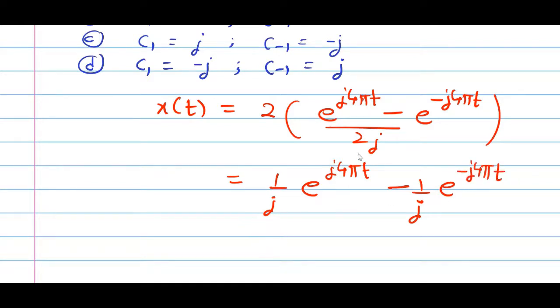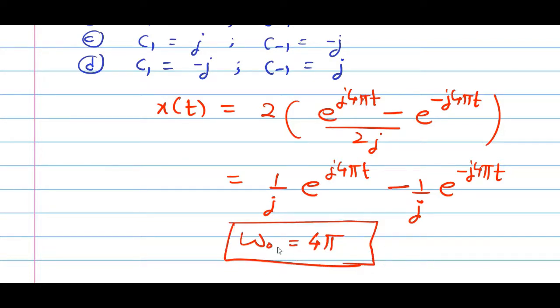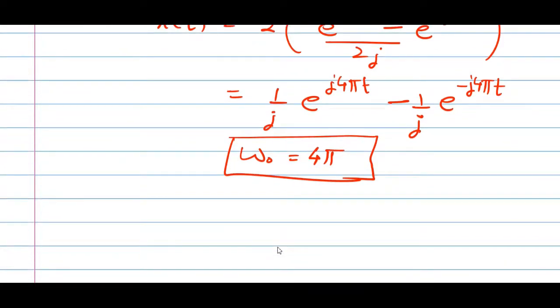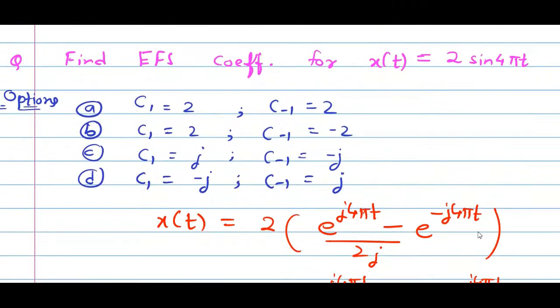As only one frequency is present, the fundamental frequency omega naught here is 4 pi. Only one frequency is present, so that coefficient will be C1. So here C1 is 1 by j and C minus 1 is minus 1 by j. Now match the option, 1 by j, minus 1 by j.